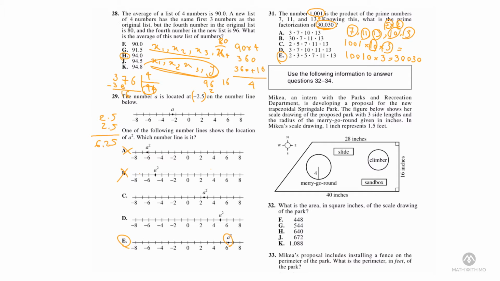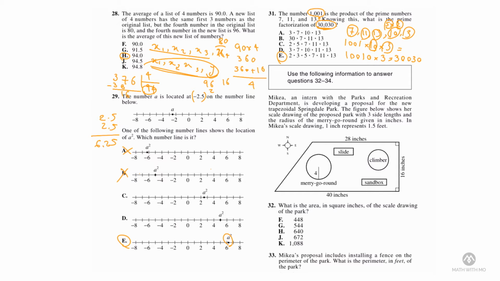Mikia, an intern with the Parks and Recreation Department, is developing a proposal for a new trapezoidal Springdale Park. The figure below shows her scale drawing of the proposed park with 3 side lengths and a radius of a merry-go-round given in inches. In Mikia's scale drawing, 1 inch represents 1.5 feet. Alright, what is the area in square inches of the scale drawing of the park?